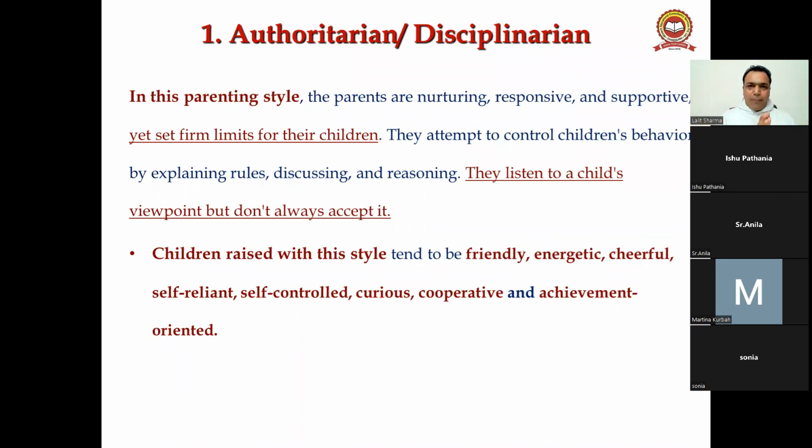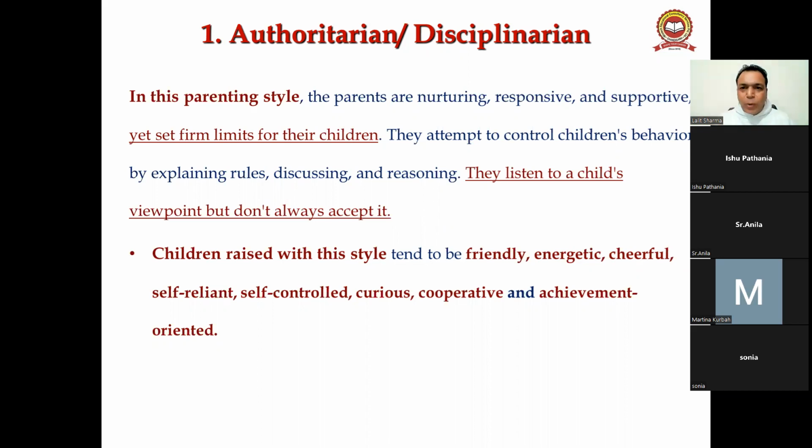In this parenting style, what happens? The parents are nurturing, responsive, and supportive. Whosoever the parent who is adopting this authoritarian or disciplinarian parenting style, he or she is nurturing, responsive, and very supportive. They don't get irritated with the questions of their children. They are always readily available and responsive to the children. They are very supportive, but yet they set firm limits for their children.